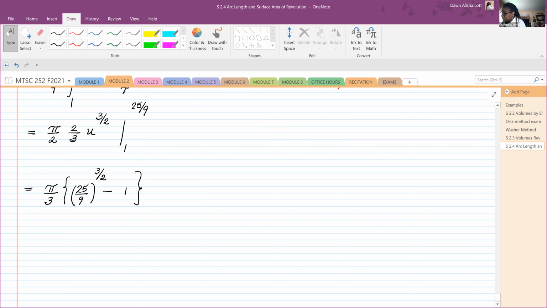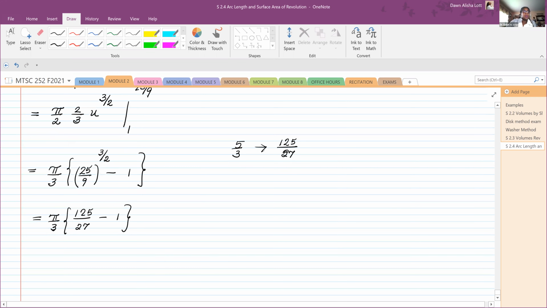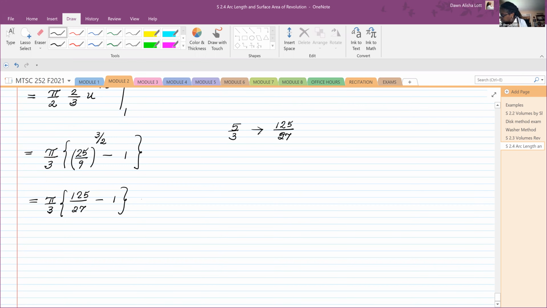Now 25 over 9, if I take the square root of that, that gives me 5/3. And then I cube it, that gives me 125 over 27. So this becomes pi over 3. This number becomes 125 over 27 minus 1. So I'm going to rewrite that as 27 over 27. So I get pi over 3. And then I'm going to get 98 over 27, which becomes 98 pi over 81. Okay.